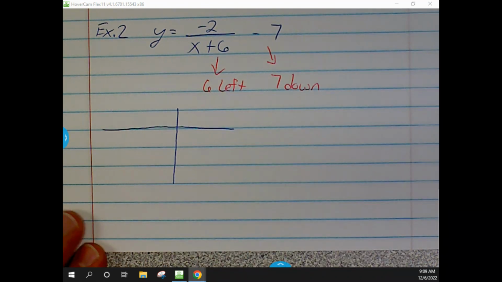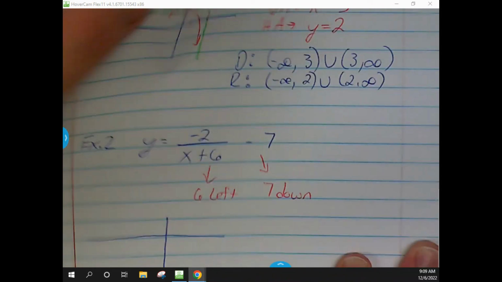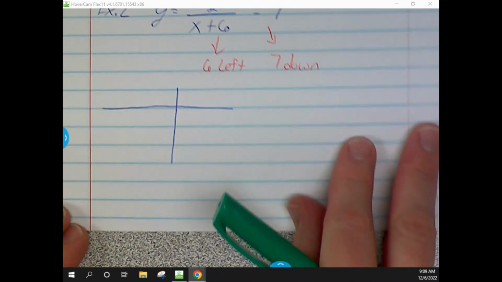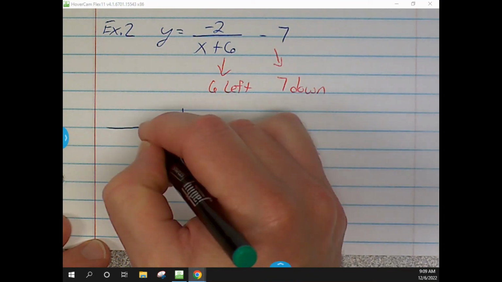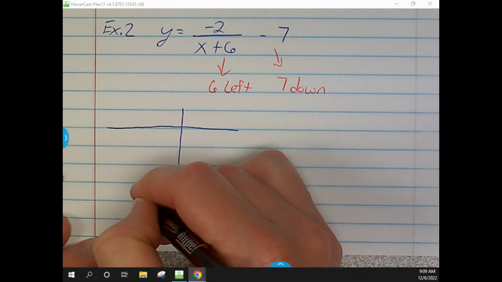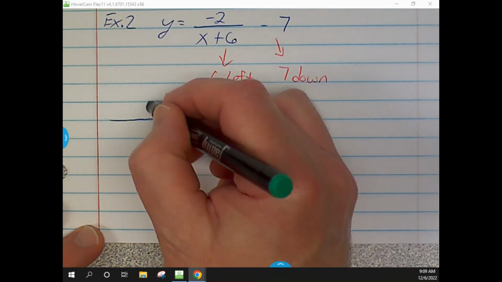Okay, and again, these up, down, left, rights are telling you where we're going to move the center of the graph. So instead of the asymptotes crossing at 0, 0, now we're going to go 6 left and then 7 down and put it there. And that's where basically the asymptotes are going to cross over each other.